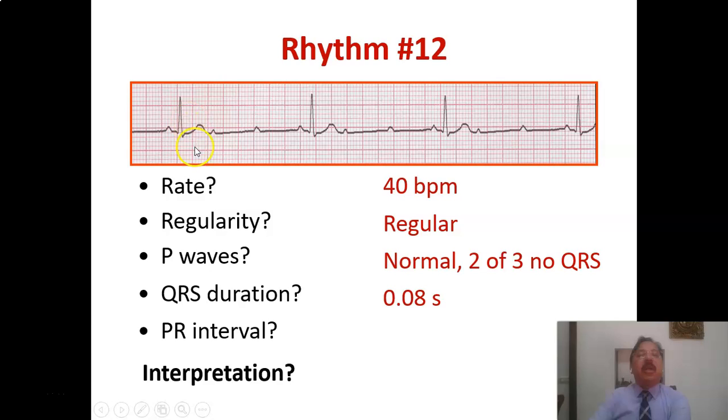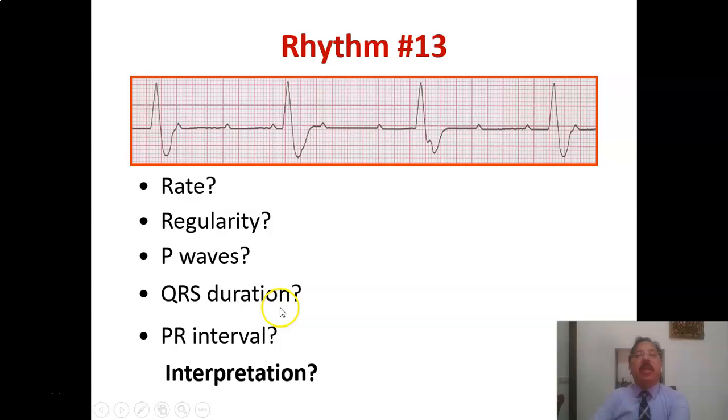So this P wave is conducted, these two P's are not conducted. Again, this P wave is conducted, these two are not conducted. This P wave is conducted, these two are not conducted. And look at the PR interval, wherever available, it's constant and fixed. That is 0.14 seconds. So what's your interpretation? This is second degree AV block type 2 or Mobitz type 2.